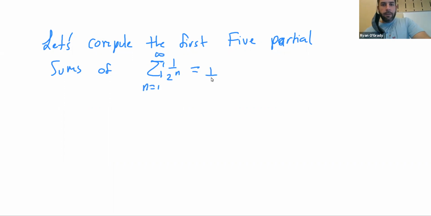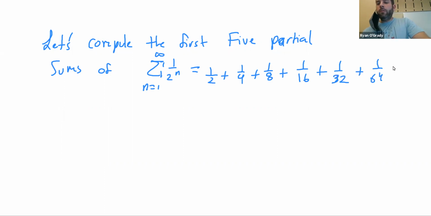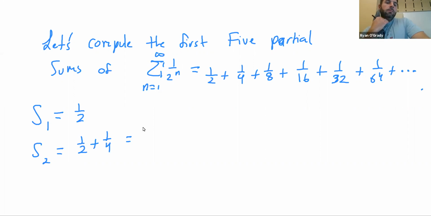Which is 1/2 plus 1/4 plus 1/8 plus 1/16 plus 1/32 plus 1/64. So what is the first partial sum? The first partial sum is just the first number. The second one is the sum of the first 2 numbers, which we can get as 3/4.